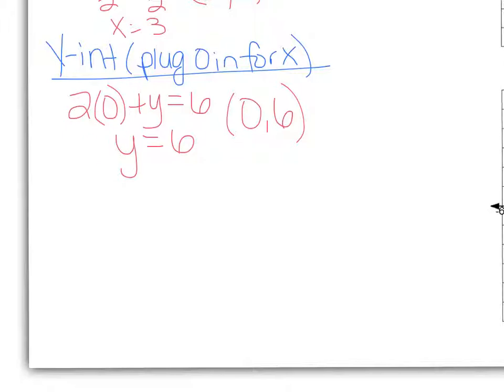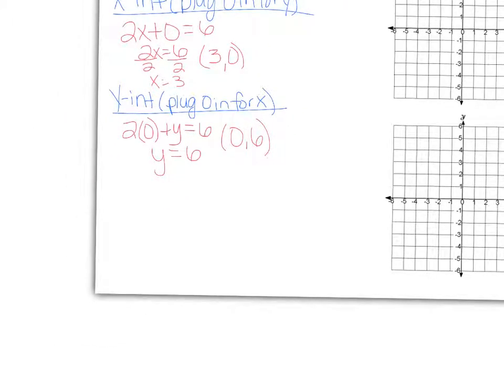Couldn't we just plug in the 3 from up there instead of the 0? You could plug in the 3, but it's going to give you y equals 0, and we already have that point. Okay? Okay, now we just have to plot these 2 points.